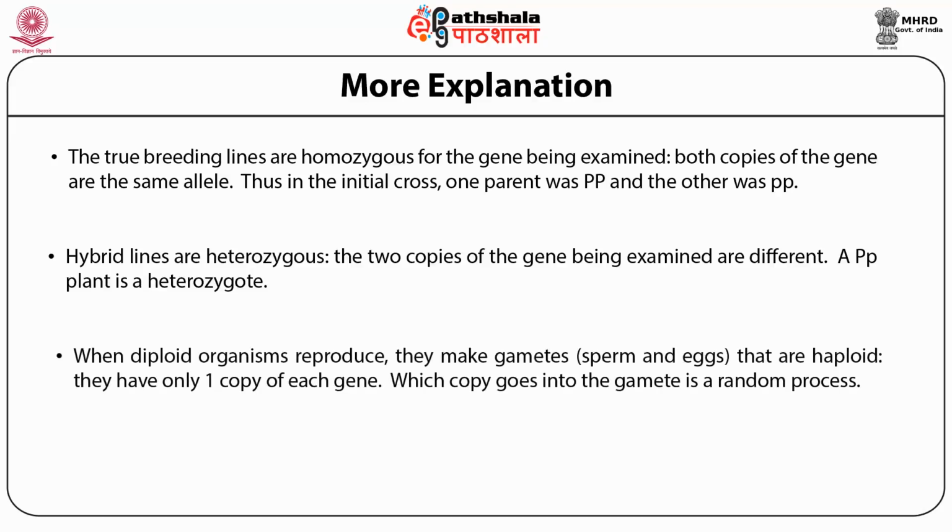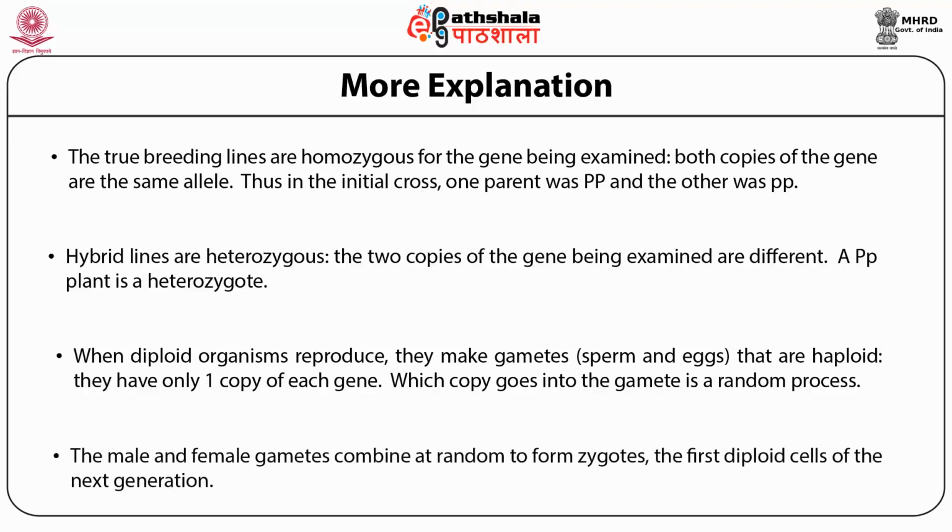When diploid organisms reproduce, they make gametes, meaning sperm and eggs, that are haploid. They have only one copy of each gene. Which copy goes into the gamete is a random process. The male and female gametes combine at random to form zygotes, the first diploid cells of the next generation.